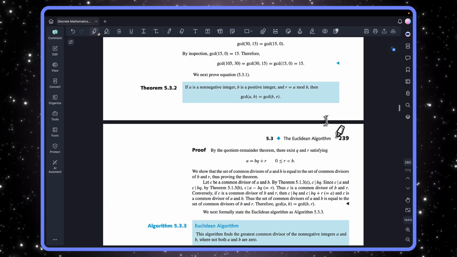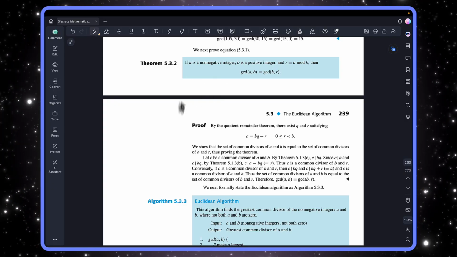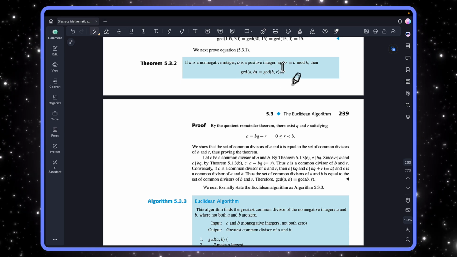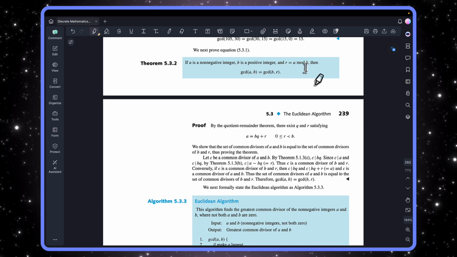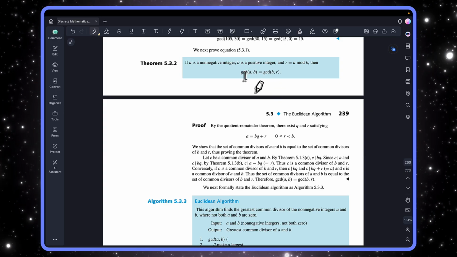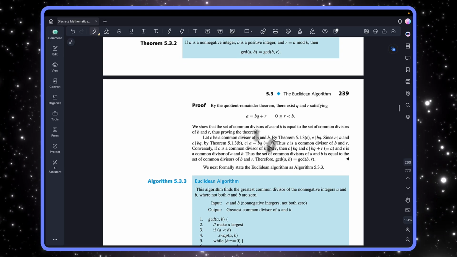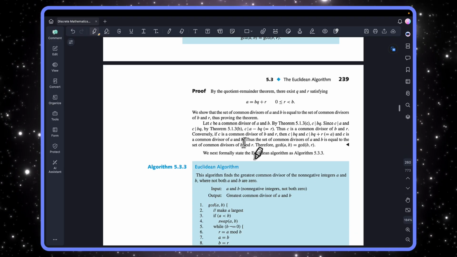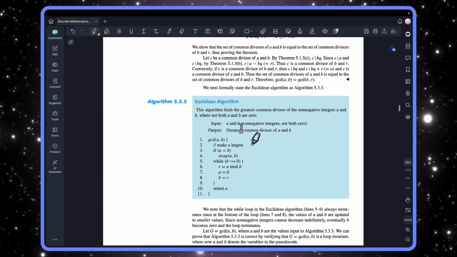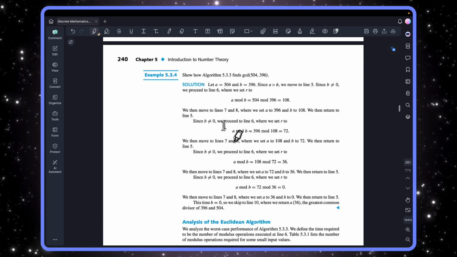Let's take a look at this theorem, the one we were using. If b is a positive integer, and if r is equal to a mod b, then the greatest common divisor of a and b is the same as the greatest common divisor of b and r. And here's a proof of it. It's not that involved. It's just a matter of following through and using what we know from arithmetic. And then here's an algorithm, which I don't really want to get into.